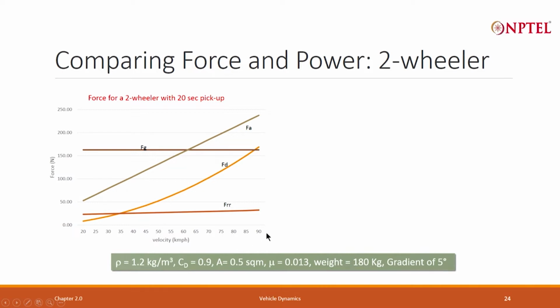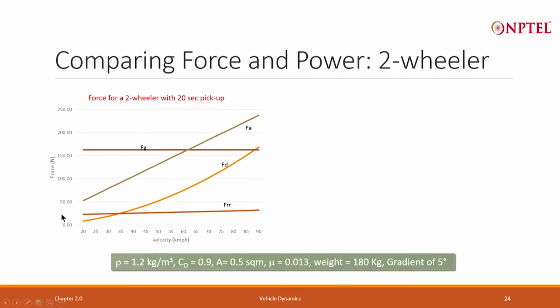Look at the rolling resistance. Rolling resistance is pretty much not a function of velocity, a very mild function of velocity, and the force due to rolling resistance on a reasonable tarmac road is actually small. For a two-wheeler, it starts at about 25 Newton, and as velocity goes up, it can go up to 30 Newtons, 35 Newtons, not much more than that. That is not a major force.